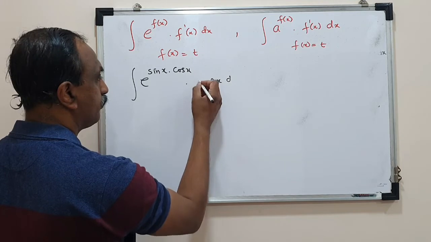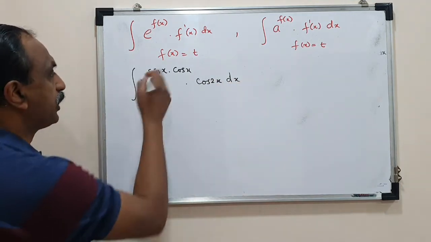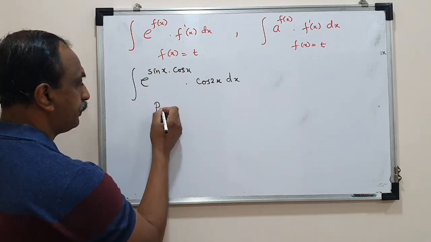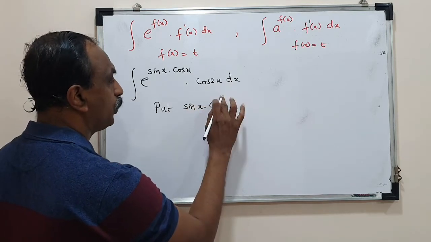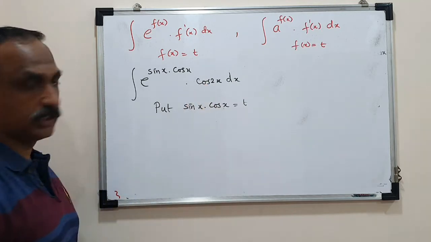Cos 2x dx. So naturally I need to put the power as t. So when you put the power as t, put sin x cos x as t. Automatically you will notice that the derivative of sin x cos x is cos 2x.